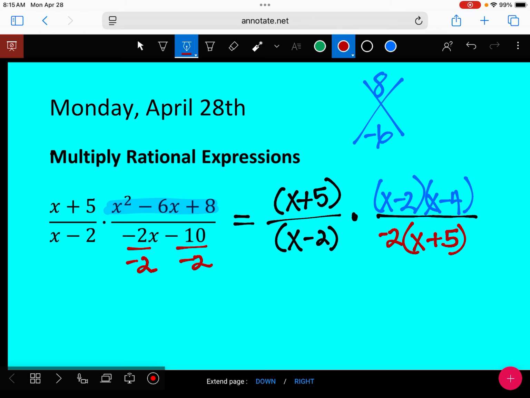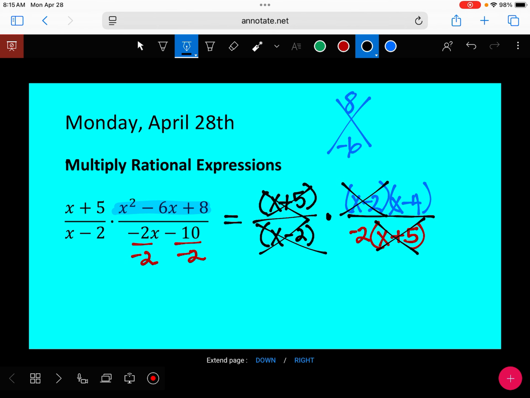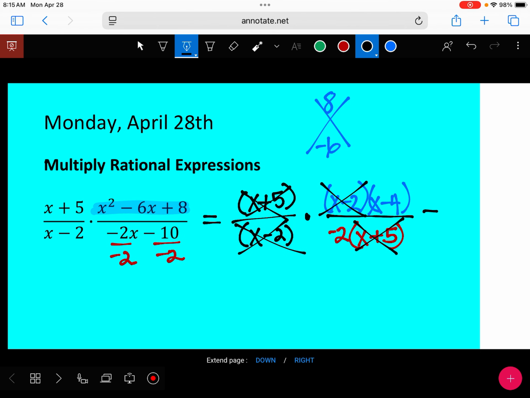We can cancel things out. And what's something we can cancel out? X minus 2, let's cross that out. Anything else? X plus 5, let's cross that out. Anything else? All right, so my final answer would be x minus 4 over negative 2. That would be it.